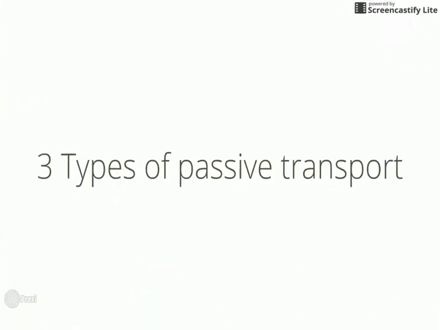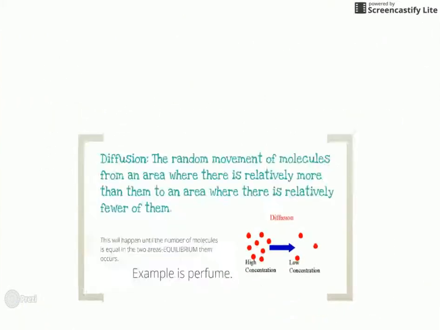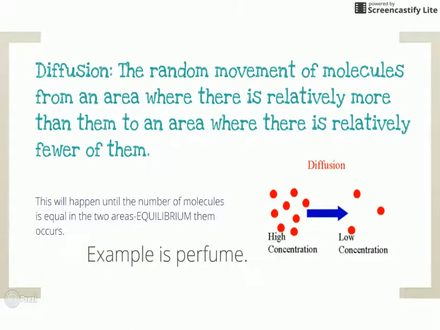There are three types of passive transport that we will discuss. The first is diffusion. Diffusion is a type of passive transport where there is a random movement of molecules from an area where there is relatively more of them to an area where there is relatively less. In other words, when diffusion happens, molecules will continue to move until they are spread out evenly in the space that they are contained in. Diffusion will continue to happen until the number of molecules is equal in the entire area. This is when equilibrium has been reached.